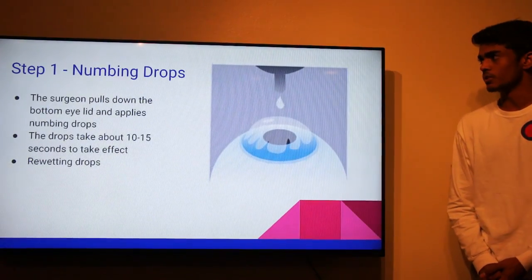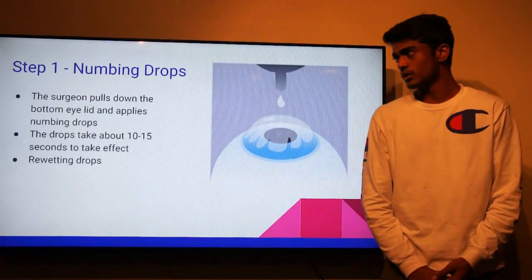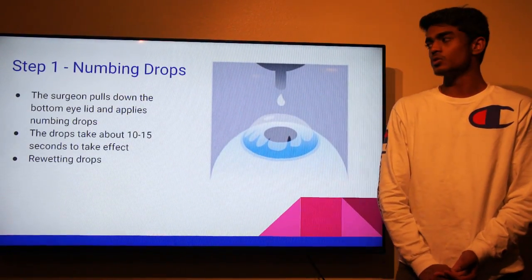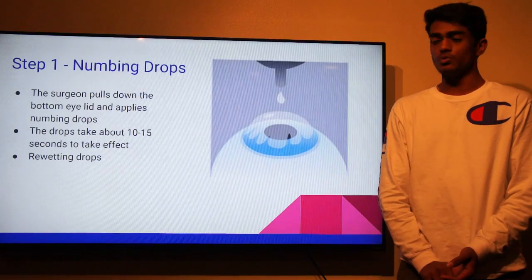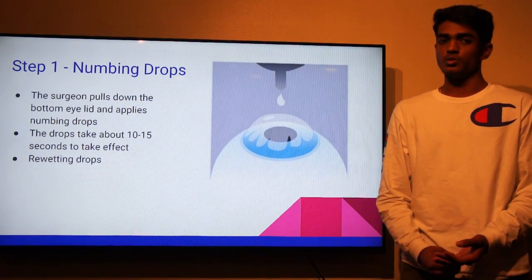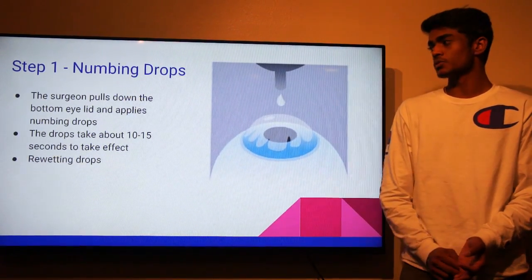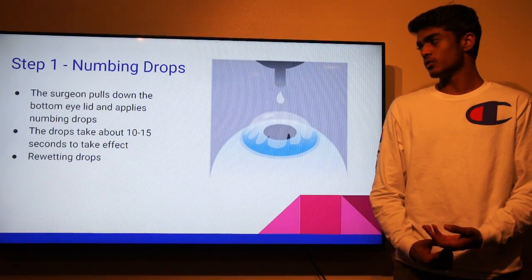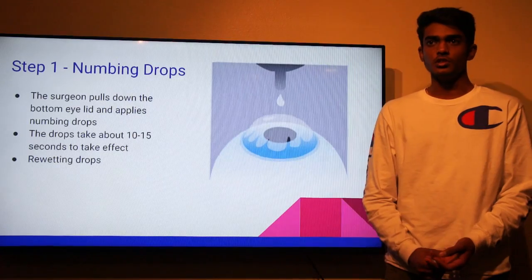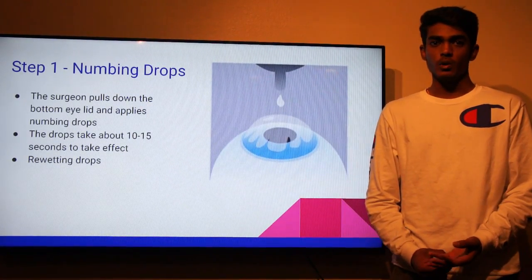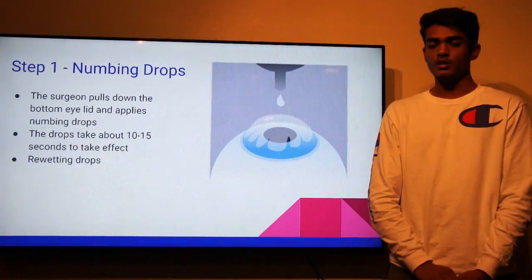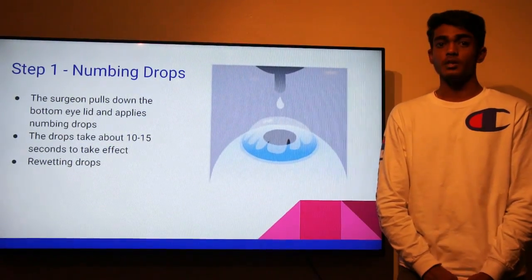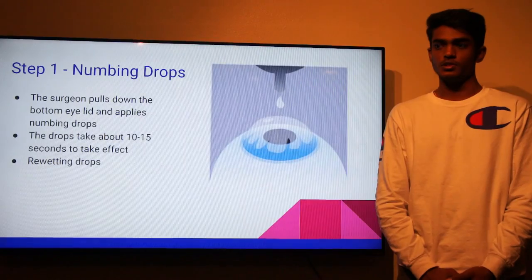So the first step in the actual surgical procedure is adding numbing drops to the cornea. The surgeon will pull down the bottom eyelid with a special tool and apply the numbing drops to the cornea. The drops will take about 10 to 15 seconds to take effect, and throughout the entire procedure, the surgeon will be adding rewetting drops to the cornea to aid in the moisture of the cornea and to make the patient feel more comfortable as the procedure continues.